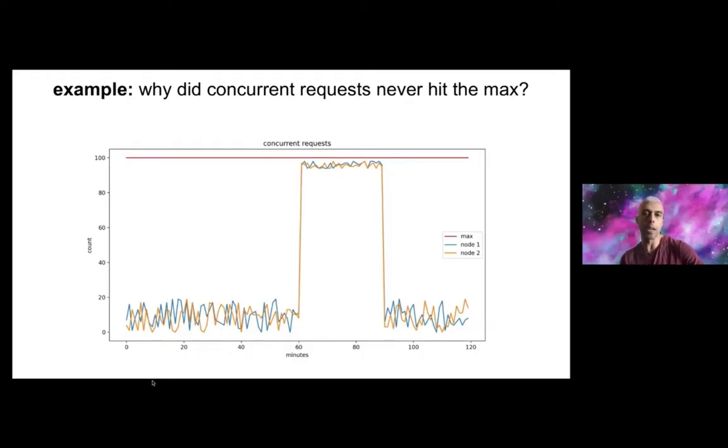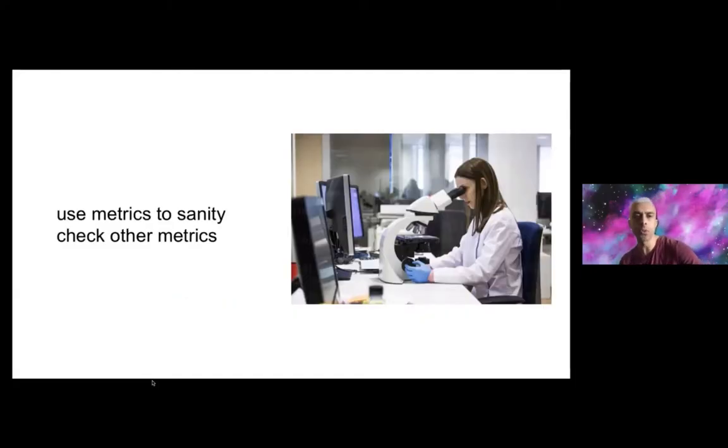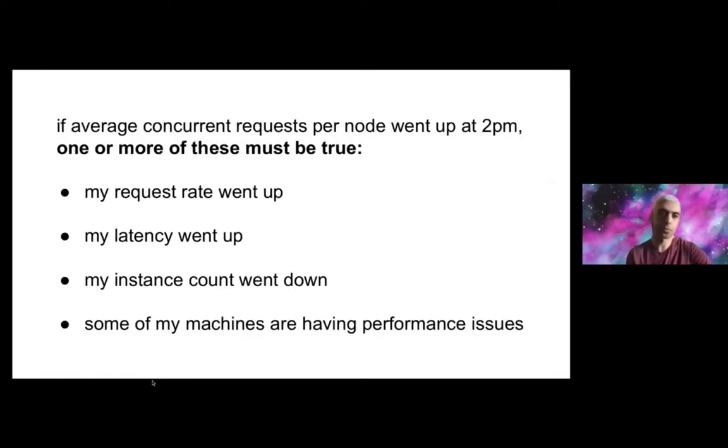But in combining my graph of 503s and this graph, I can put together a pretty solid theory that we were hitting 100 just at times in between the sampled points here. Really what I'm talking about is you want to use metrics to sanity check other metrics where possible. With regards to concurrent requests, if I know that my concurrent requests went up at 2 p.m., then one or more of these must be true.